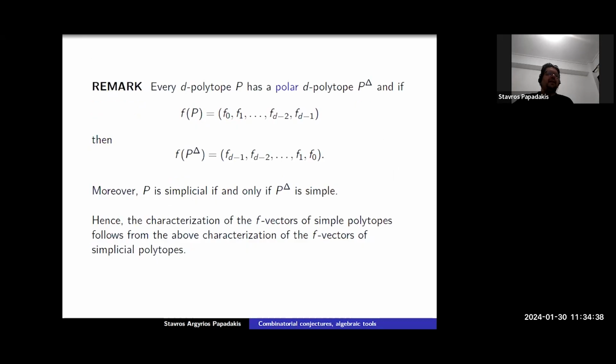We remark that if we have a polytope of dimension d, we can define its polar polytope in a natural way. The f vector of the polar polytope is the f vector of the original polytope reversed. And one can prove that a polytope P is simplicial if and only if the polar polytope is simple.